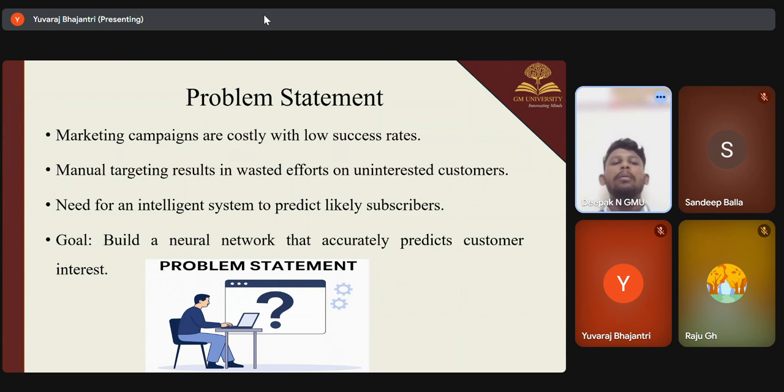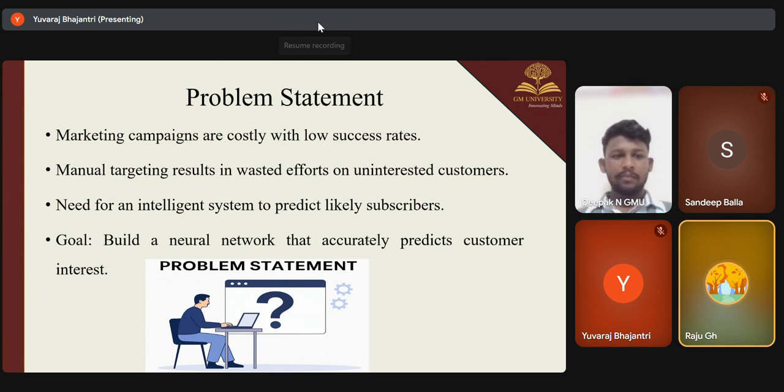Problem statement. Need for an intelligent system to predict likely subscribers. Our main goal is to build a neural network that accurately predicts customer interest. Further continued by my teammate Sandeep Shivanand Balla.